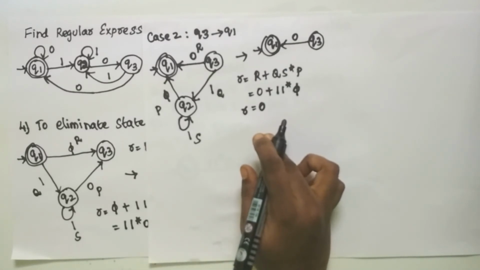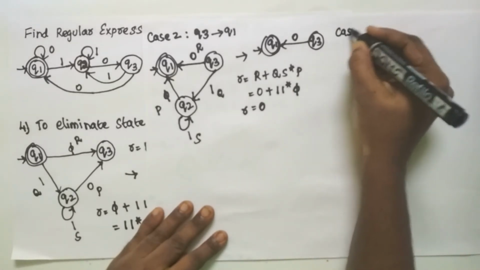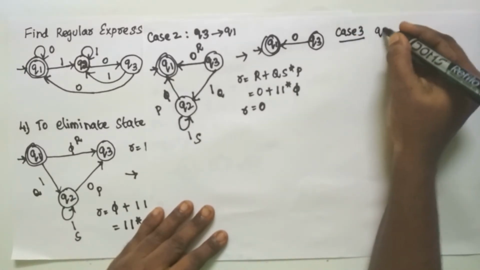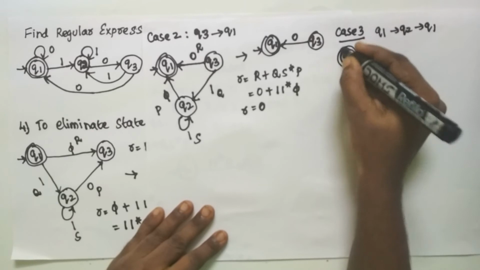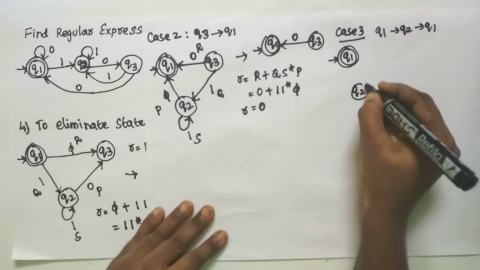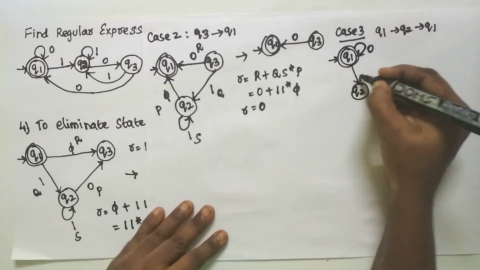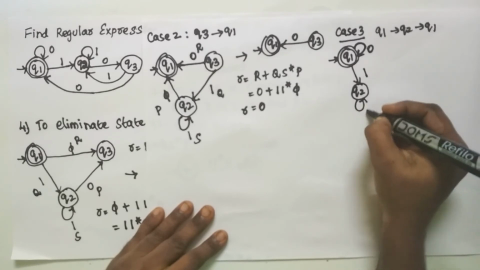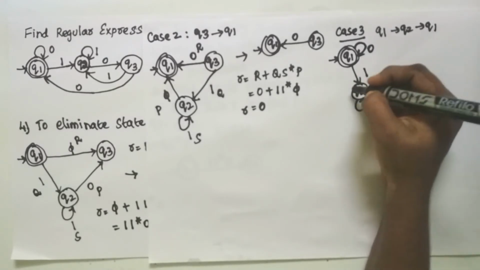Now you need to consider the case number 3. So the case 3 will be what? The self loop from Q1, Q2 and Q3. So you need to consider here. So you will have the next case number 3 is Q1, Q2 and Q1. So draw this Q1 which is both initial and final and draw Q2. So Q1 you have a self loop 0 and from Q1 to Q2 it is 1 and Q2 you have a self loop as 1 and from Q2 to Q1 you don't have anything. So it is only pi.